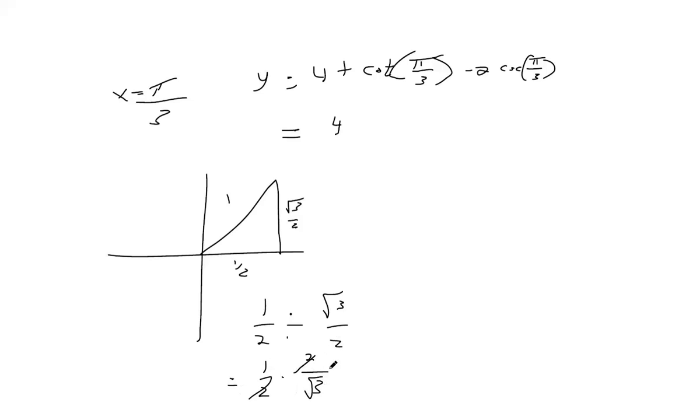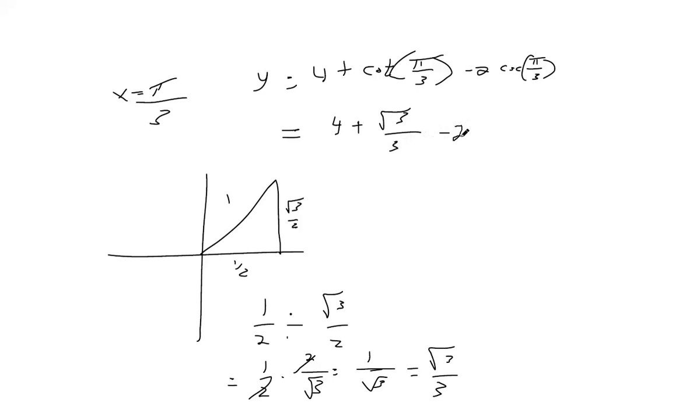The 2's would cross cancel, so you get 1 over the square root of 3, but the convention in math is not to have square roots in the bottom. So multiply the top and the bottom by square root of 3. That's what cotangent pi over 3 is without a calculator. It's square root of 3 over 3.